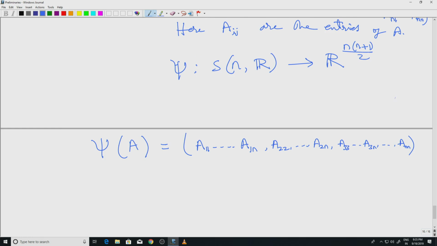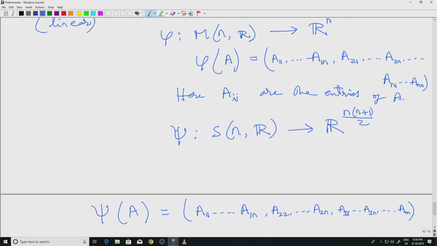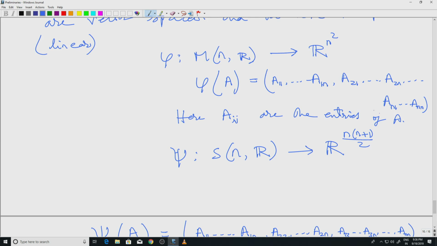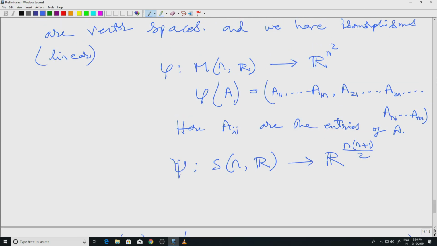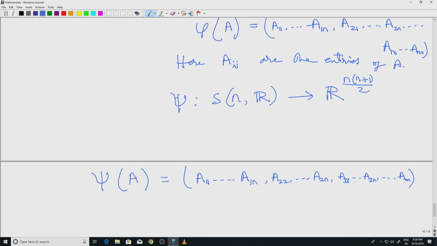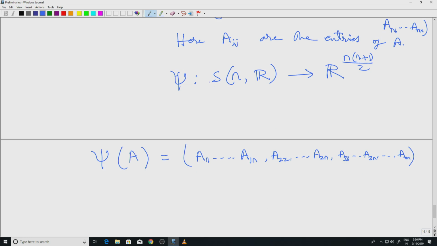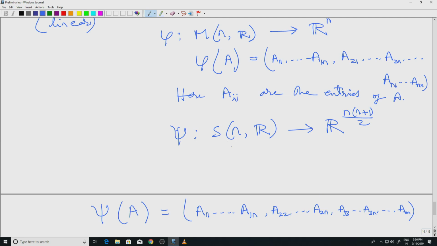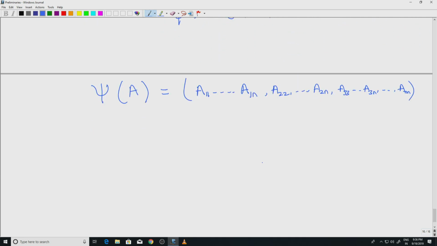So, once I have this isomorphism, with all the notions that we have defined here, the domain was an open subset of some Euclidean space. Because of these isomorphisms, I regard these as identified with these Euclidean spaces. So, I can still talk about differentiability of functions defined on these spaces M_n(R) and S_n(R). So, I am going to give two examples.